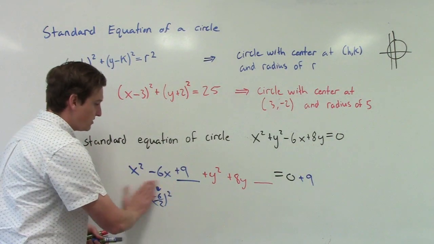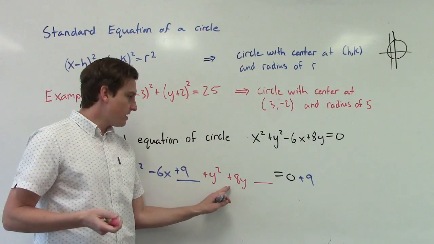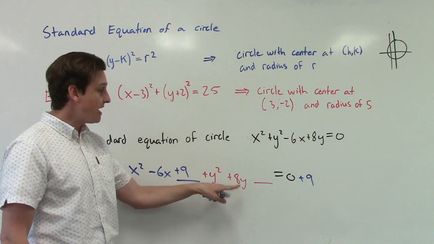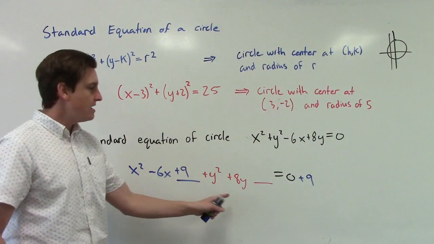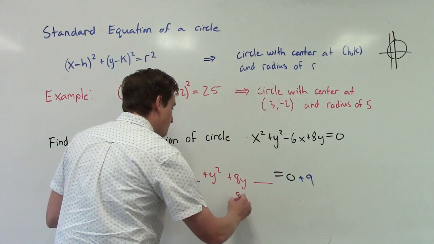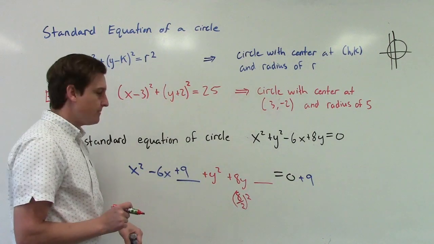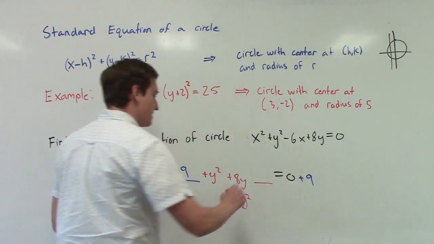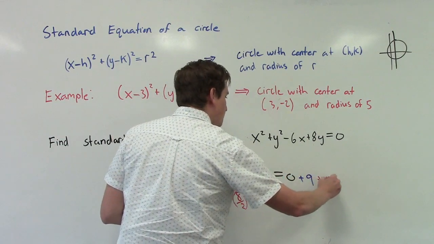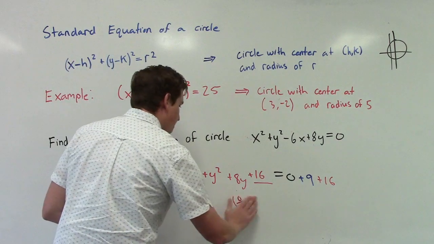I'm going to get rid of this for just a sec. All right, now over here, we're going to do the same thing. We're going to take the coefficient of the middle term, divide it by 2, that's going to give us 4, and then we square it. So 8 divided by 2, whatever that gives us, we take that answer and square it. Well, that's going to be 4 squared, which is 16. So plus 16 on both sides because we got to keep this guy even, right?